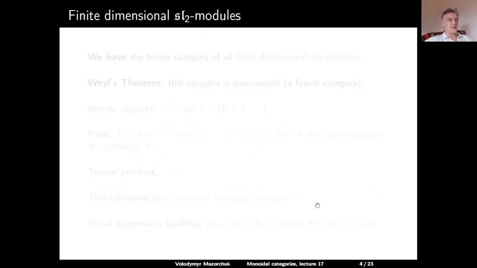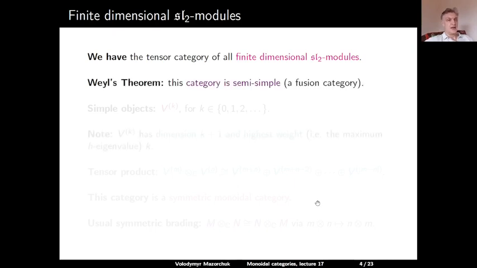Recall now the finite dimensional representation theory of SL2. Since we have the Hopf algebra USL2, we have the tensor category of all finite dimensional SL2 modules. And by Weyl's theorem, we know that this category is semi-simple. So it's a fusion category. It's a semi-simple, rigid, monoidal category.